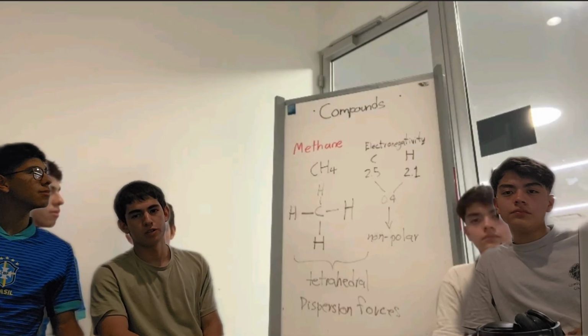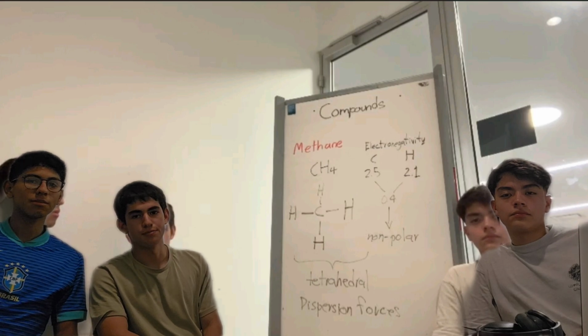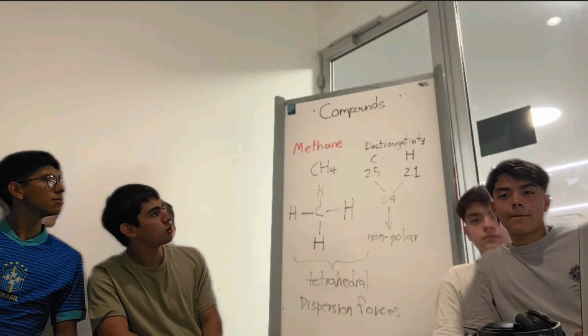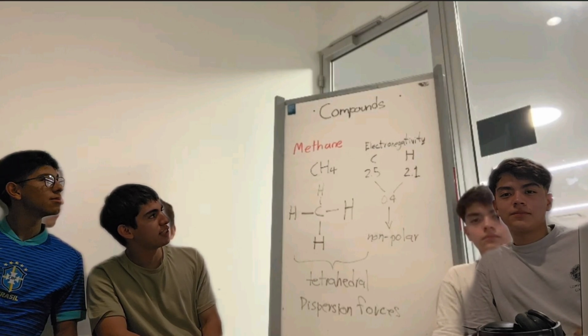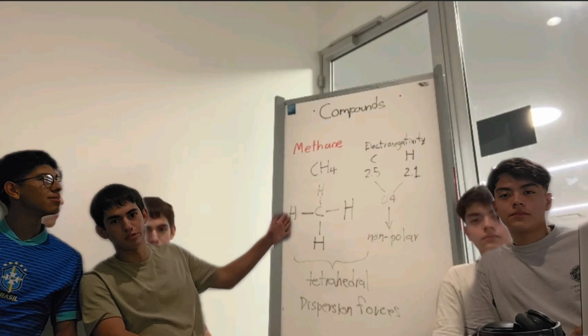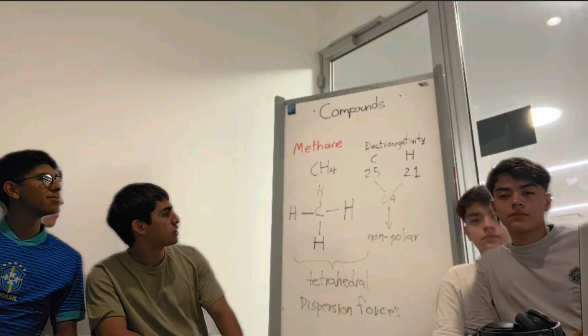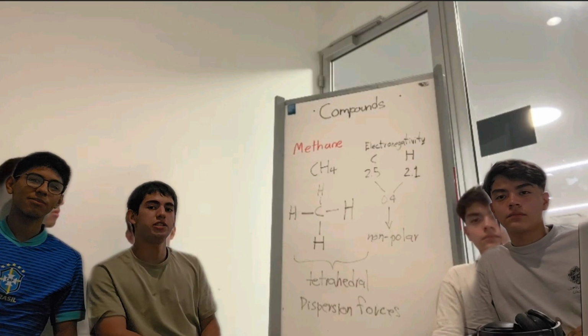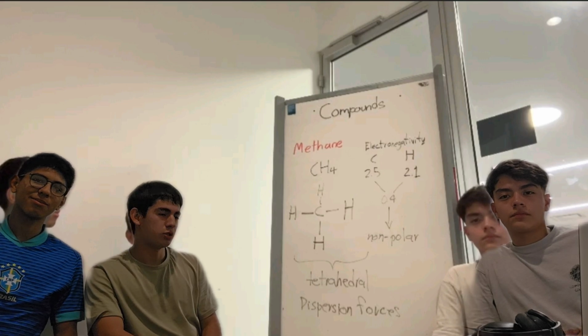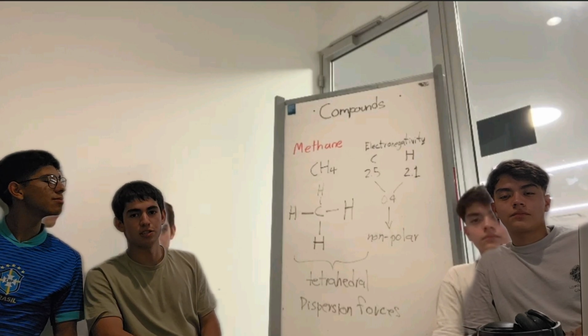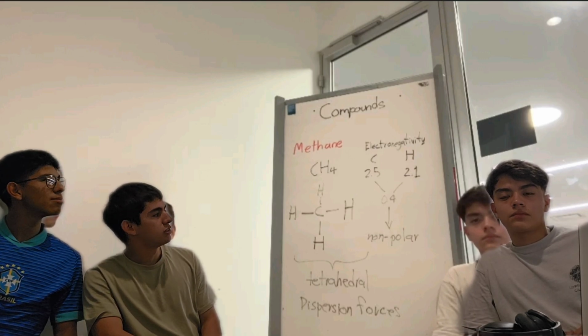The next compound that we are going to analyze is methane. The formula of methane is CH4, and here you can see the Lewis structure of it. As you can see, it has 4 electron pairs, and none of them is a lone pair, so it has a tetrahedral geometry.